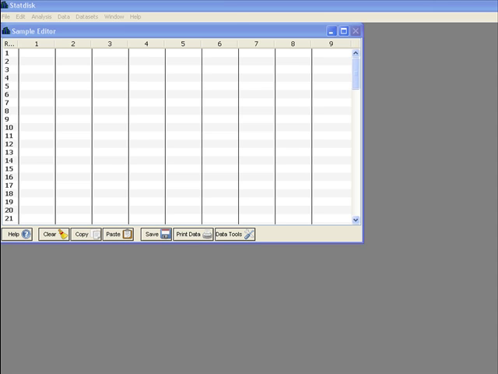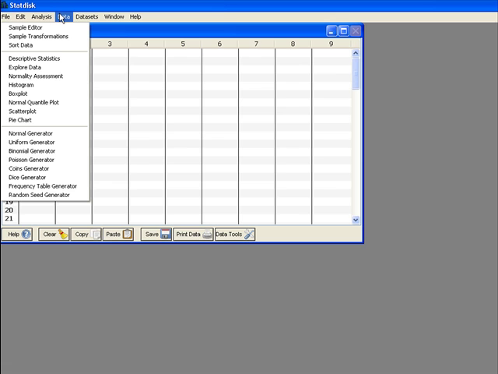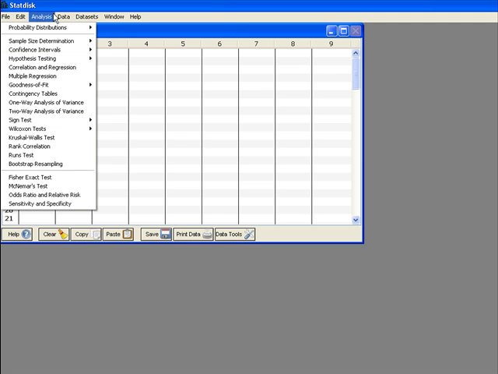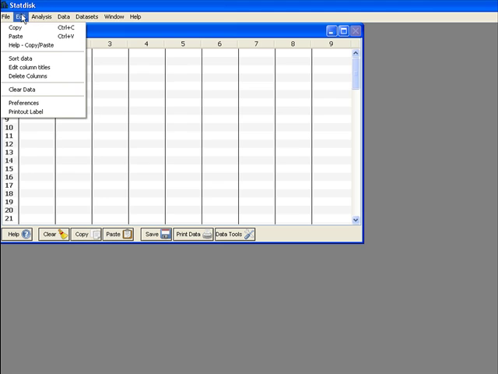Okay, so in StatDisk, we want the binomial probability distribution. I believe I saw it here. Okay, probability distributions. There we go. I thought it was under analysis and I kept not finding it. So it's under probability distributions. We want the binomial probability distribution.